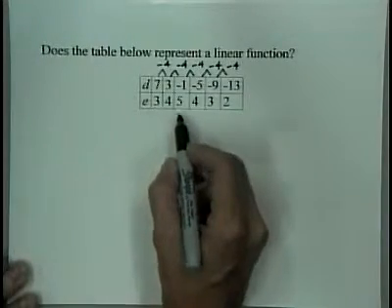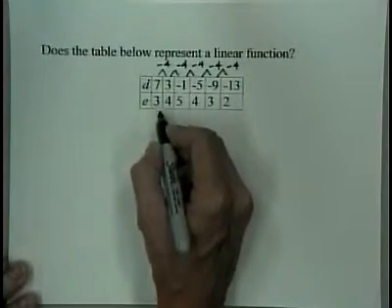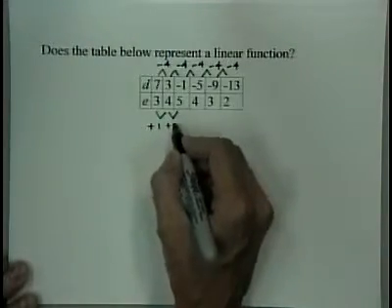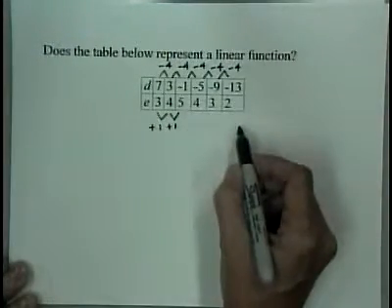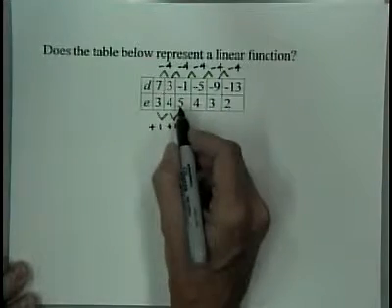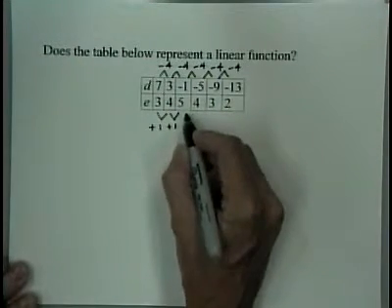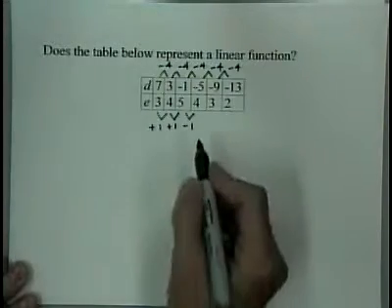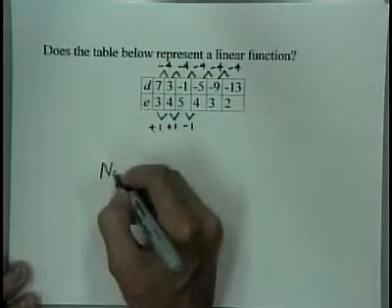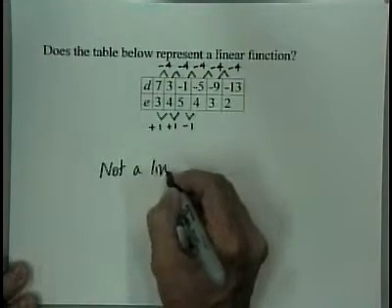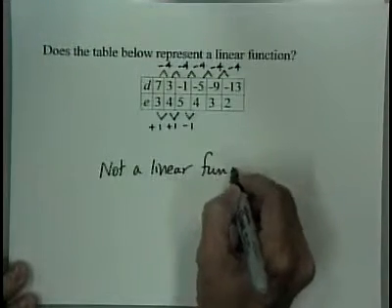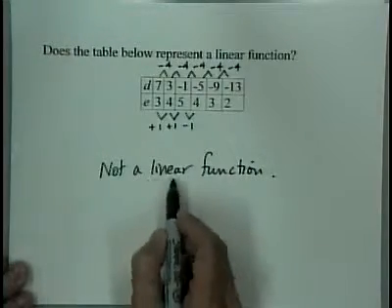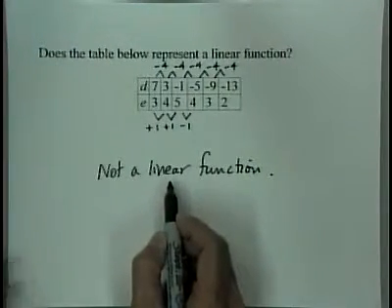Well, let's see what happens for the dependent variables. To get from 3 to 4, I add 1. And from 4 to 5, I add 1. So it looks like I'm going to have equal steps. But the next step is from 5 to 4. And in that case, I would have to subtract 1. That means automatically that this is not a linear function. It is a function, however, just not this special category of linear function.